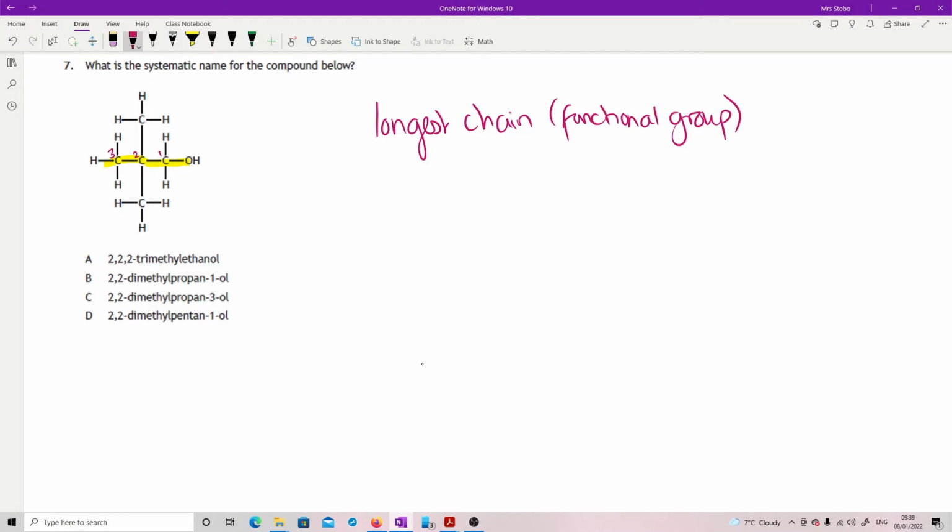So here's my carbon 1, here's my carbon 2, here's my carbon 3. And then I need to find any extra groups that are attached, so substituent groups, and I've got a methyl group off here and a methyl group off here. So what I have is 2,2-dimethylpropan-1-ol. So B.